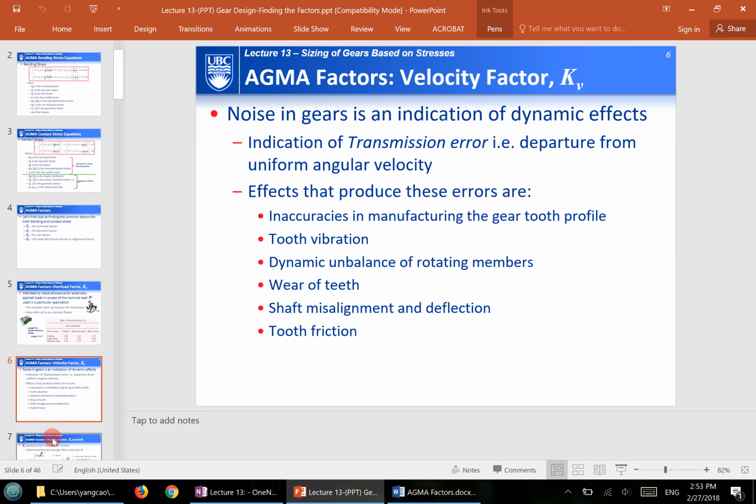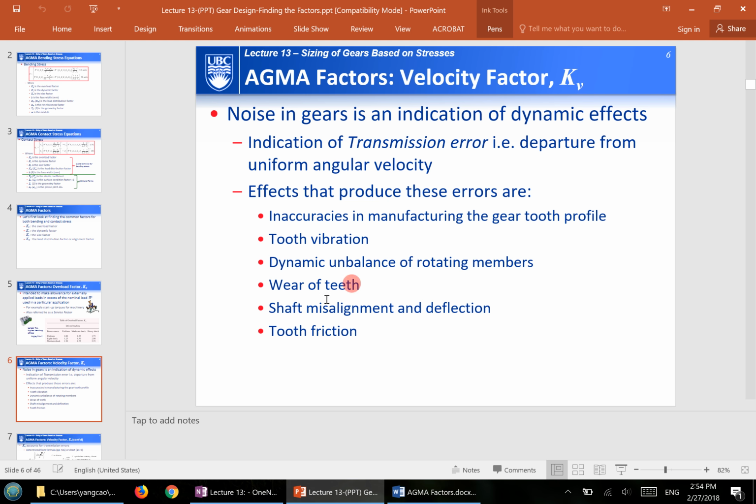If there's noise, there might be an indication of a transmission error. So basically, you're not sticking to uniform angular velocity anymore, right? Using a gear, the whole idea is to maintain constant angular velocity. And the source of the error could be many reasons. There could be inaccuracy in manufacturing the gear tooth profile, tooth vibration, dynamic unbalance of rotating members, wear of the teeth, shaft misalignment and deflection, and tooth friction. So these all contribute to producing this effect here.